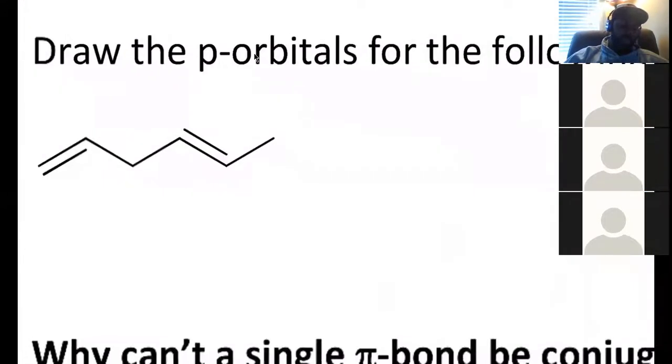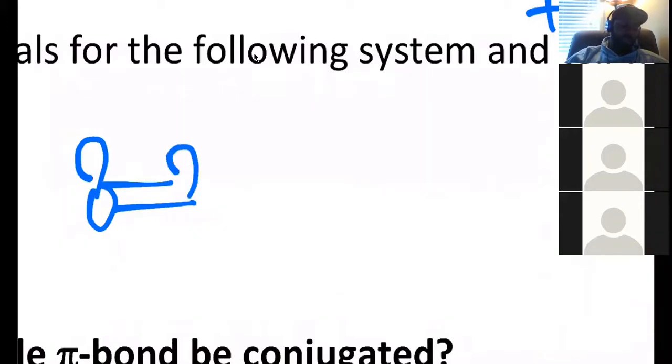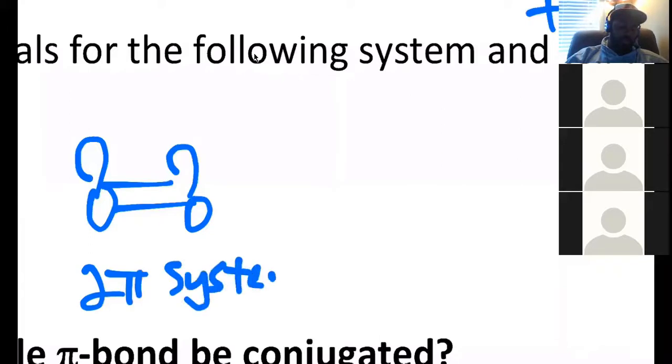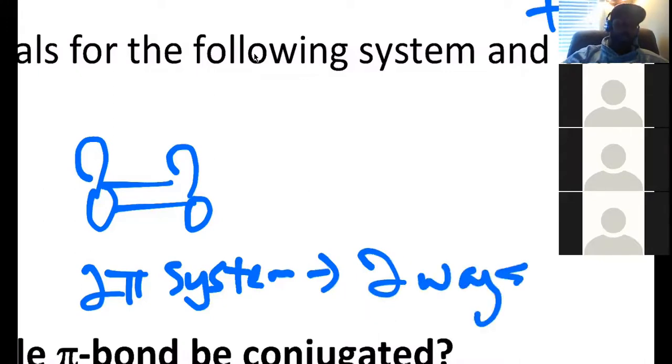So let's say if I just have just a pi bond like so, that pi bond is going to be composed of 2p orbitals. So that means this is a 2 pi system, and those orbitals can combine 2 ways, right?